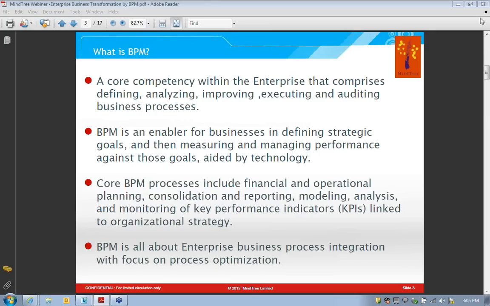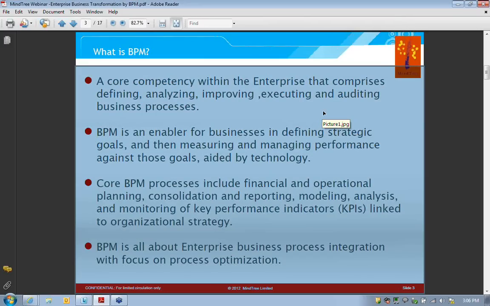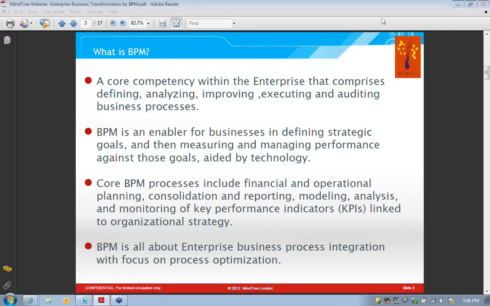So I try to define BPM, taking into consideration the most valid business as well as technological aspects which one BPM practitioner should know. A few of those definitions go like this. BPM is a core competency within the enterprise defining, analyzing, improving, executing and auditing business processes. It's by far a simple definition.